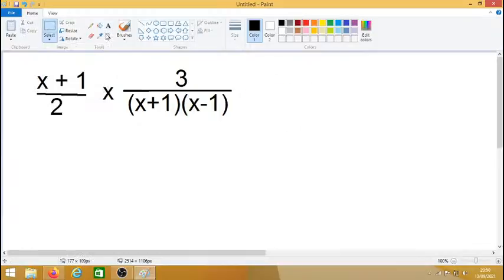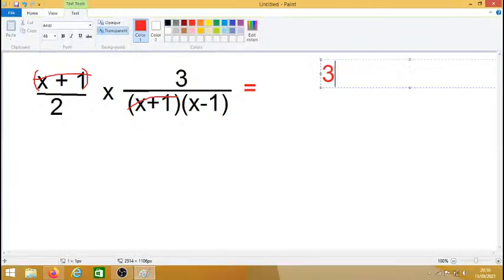You've got to be able to spot that, and now you're looking for a common factor. Hopefully you can spot it now. Anything on the top that matches anything on the bottom. If we put two brackets around here, then you'll see it immediately. The x plus 1 is a common factor, so you're left with just the 3 on the top, and on the bottom you've got your 2 and your x minus 1.